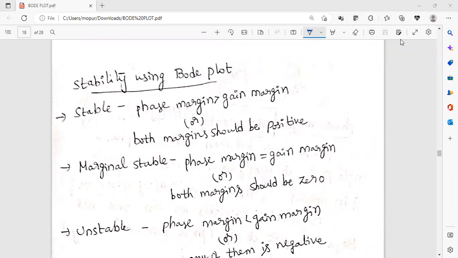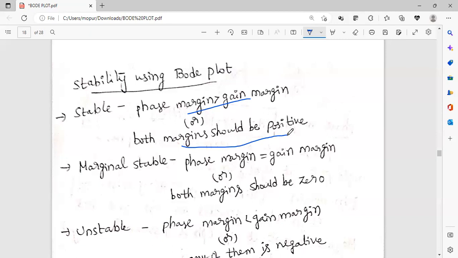A system is said to be stable when the phase margin is greater than gain margin, and both the margins are positive. This is one condition. If both phase margin and gain margin are positive, then we can tell the system is stable. The phase margin and gain margin will be extracted from the Bode plot. If phase margin is greater than gain margin, or both margins are positive, then the system is said to be stable.